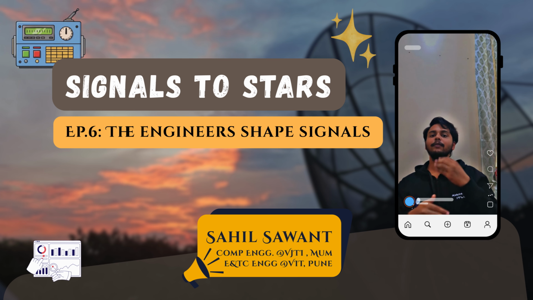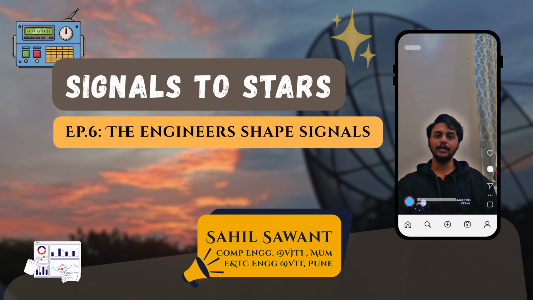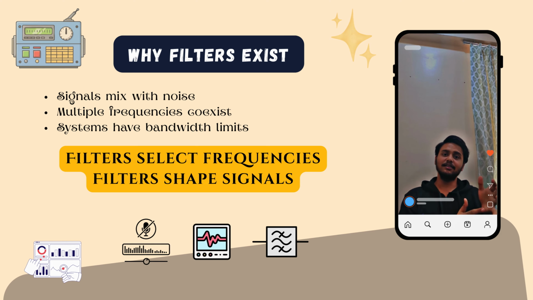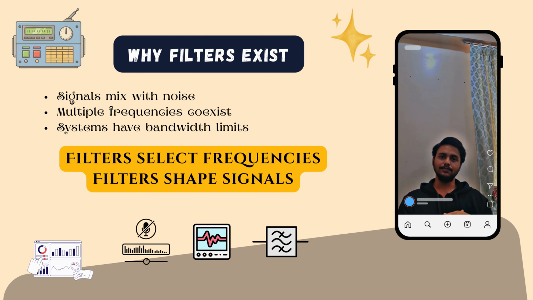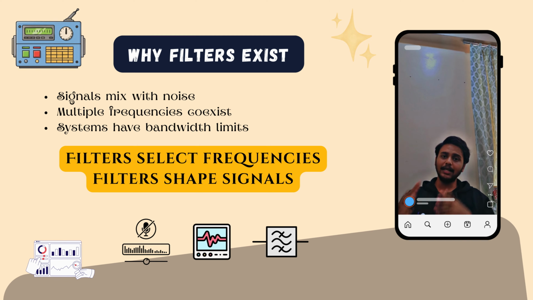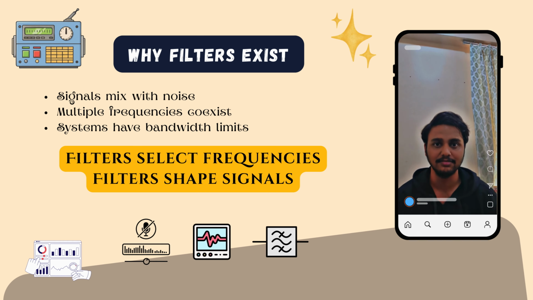Today, we move on from analysis to design, and today's topic is going to be filters and the engineering trade-off between FIR and IIR. Now, let's ask ourselves this simple question. Why do we exactly need filters? We need filters because in real systems, signals can mix with noise. Multiple frequencies can coexist at the same time, and systems have certain bandwidth limits as well.